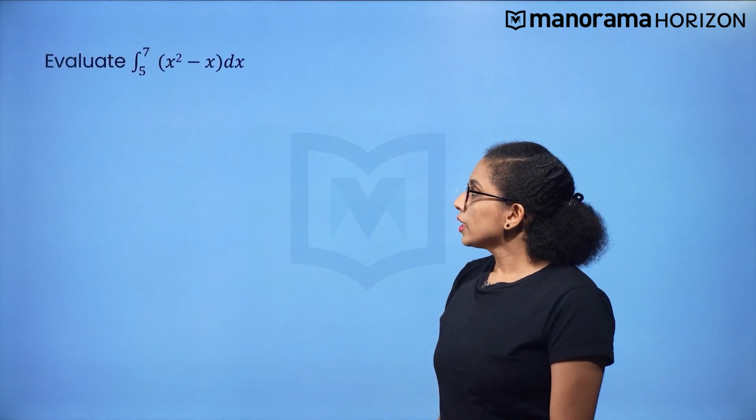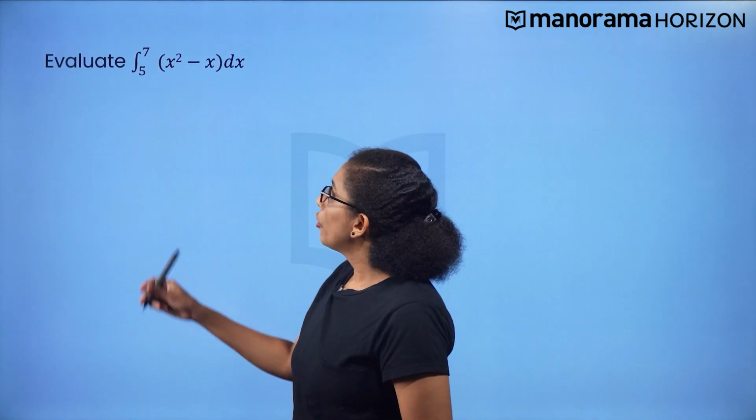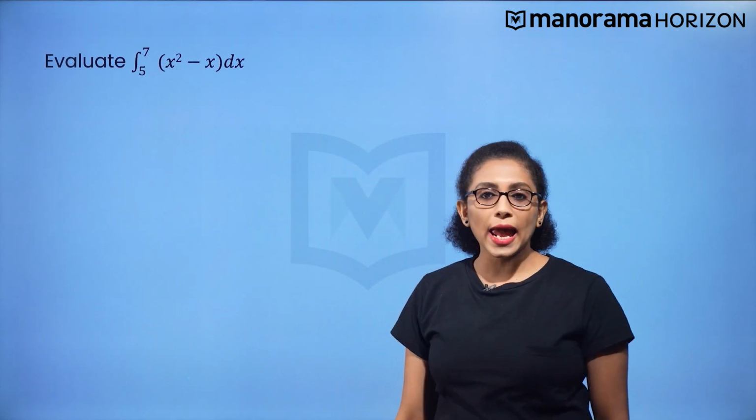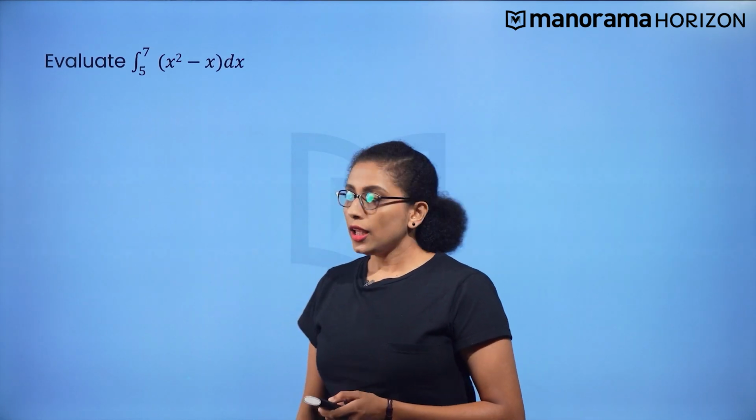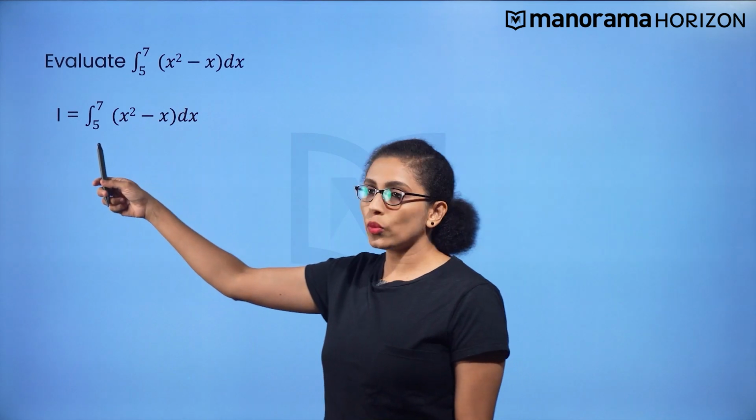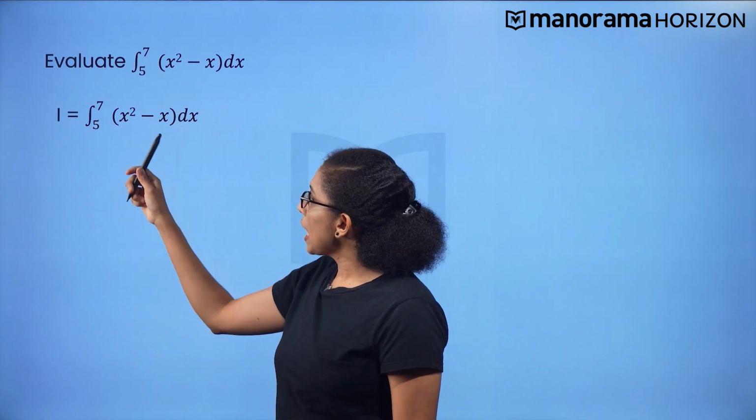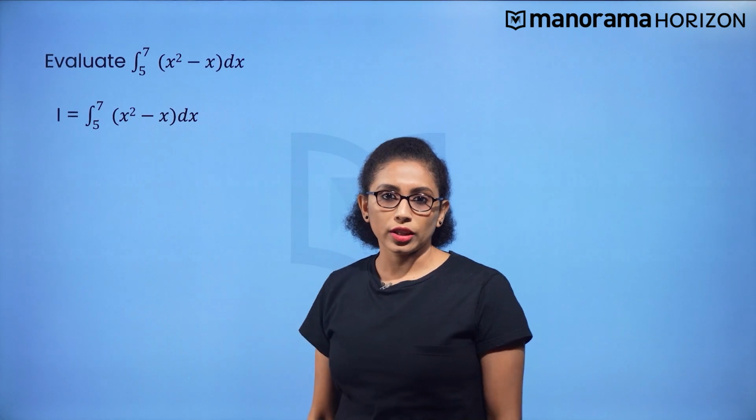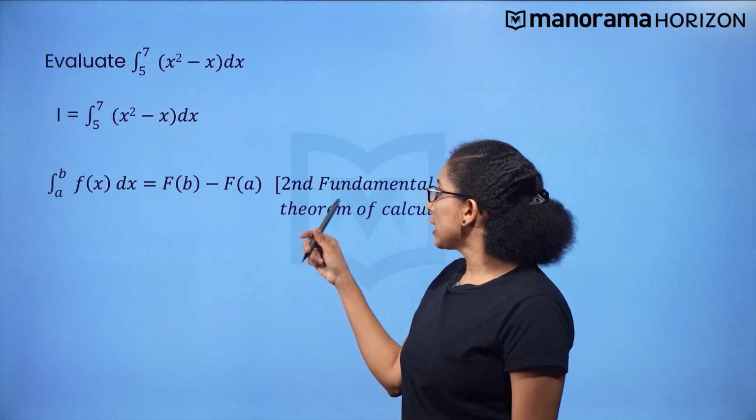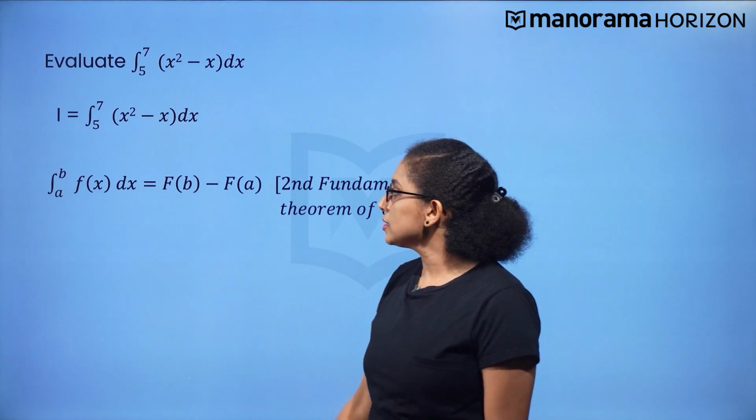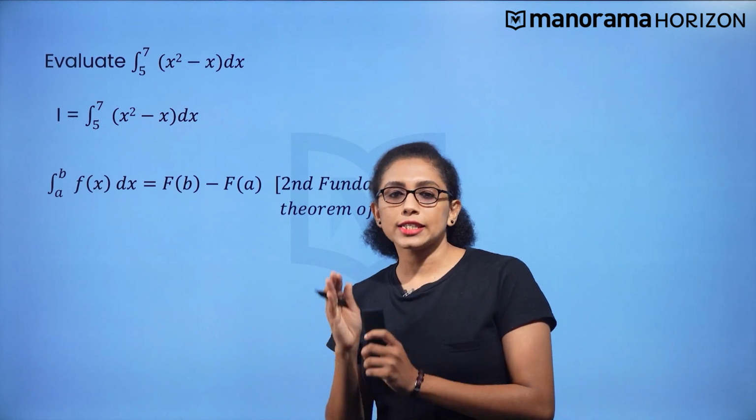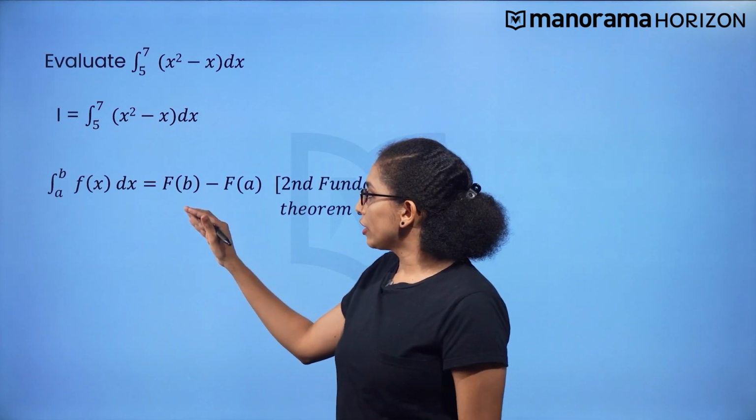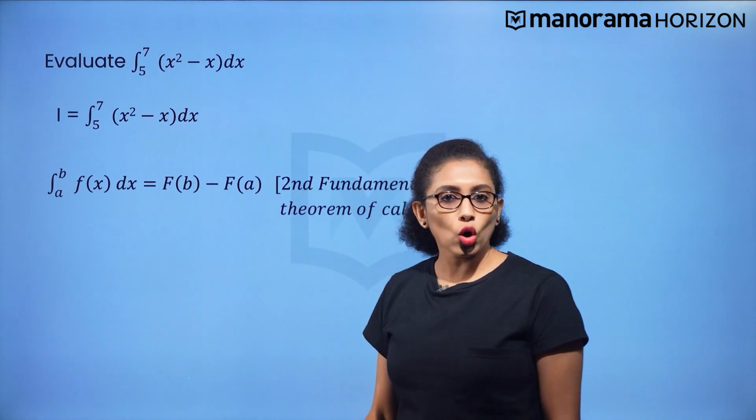Alright. Now, let's solve a problem. Consider, for instance, integral 5 to 7 of x squared minus x dx. We have to find the value of the integral. Let's see the solution. Let I equal integral 5 to 7 of x squared minus x dx, the given interval. Now, we know by the second fundamental theorem of calculus, that integral a to b f(x) dx is equal to F(b) minus F(a), that is the antiderivative at the upper limit minus the lower limit.